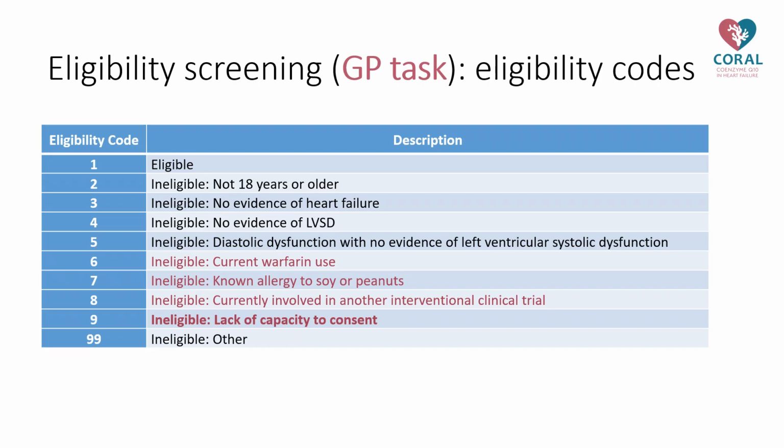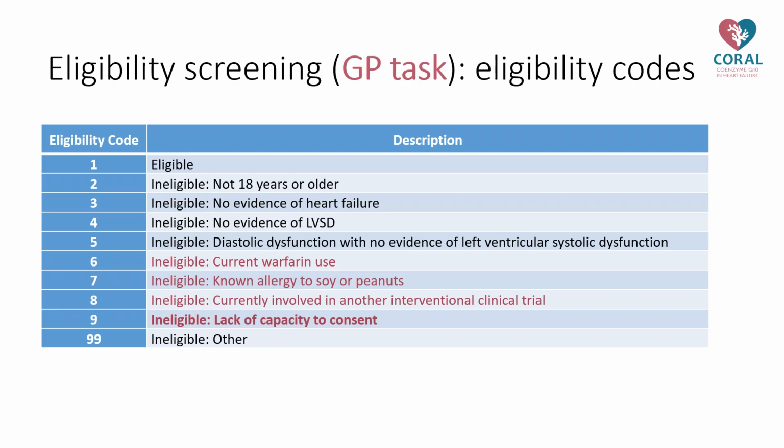The list produced in step 4 should only include people who are over 18 with a code for heart failure and a code for LVSD. Therefore, we do not expect any patients with codes 2 to 5 to make it to this stage, as they should have been filtered out during the EMIS or System 1 searches.